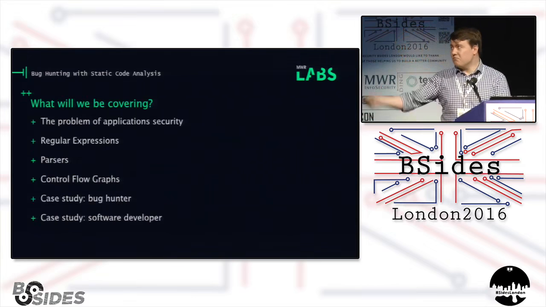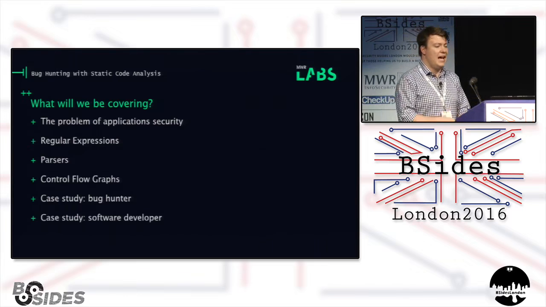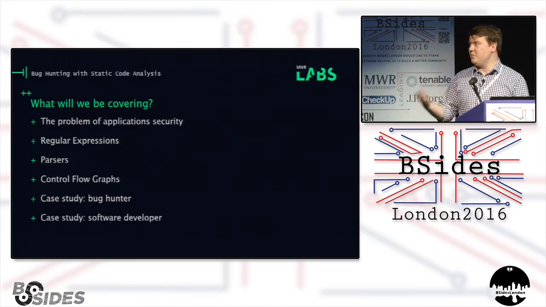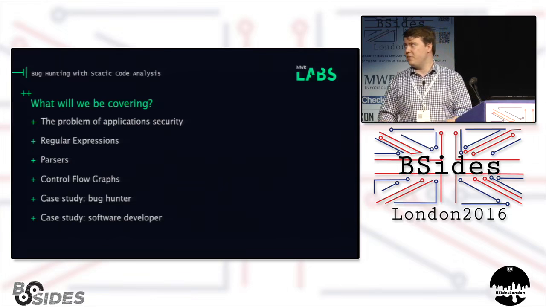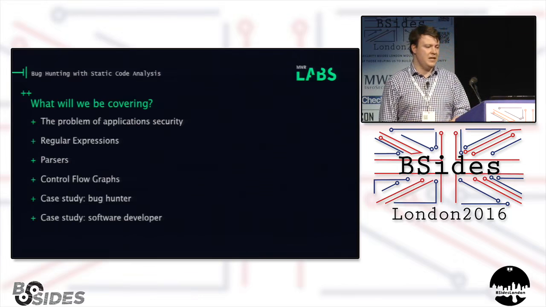So, roughly what we're going to be going over today: the problems of application security, why we're actually here talking about it, regular expressions, parsers, control flow graphs, and then just a quick look into why you might be interested in these tools and how you can best use them, both as a bug hunter or security consultant, and also from the point of view of software developers.